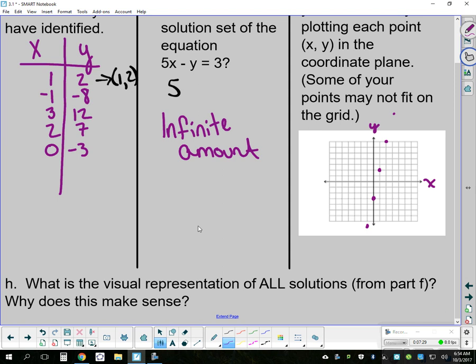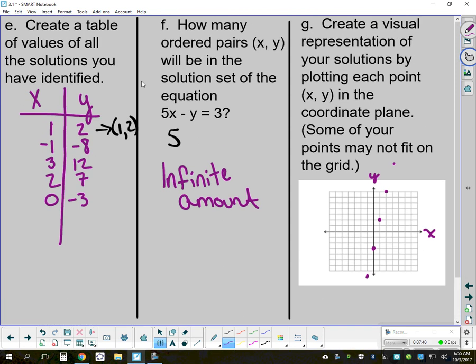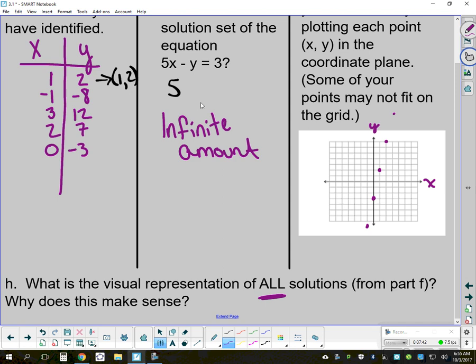the grid. And finally, part H. This is our visual representation. My question for you, what is the visual representation of all the solutions? So from part F, remember, we are recognizing that there's an infinite amount of solutions. So if we could visually represent all the infinite amount of solutions, what would that actually look like? Hopefully you're thinking it would be a line, okay?